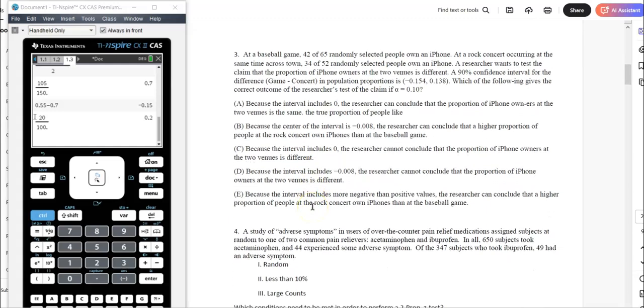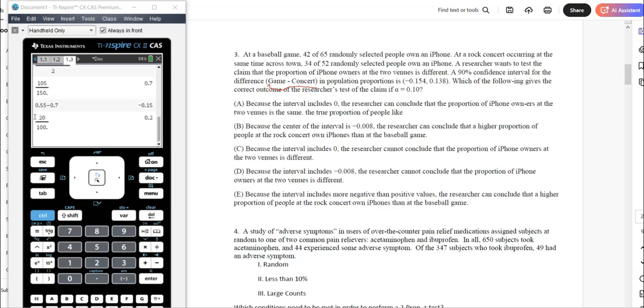At a baseball game, 42 of 65 randomly selected people own an iPhone. At a rock concert, 34 of 52 people own an iPhone. Researchers wanted to test the claim that the proportion of iPhone users at the two venues is different. The null is, of course, that there's no difference. They give a 90% confidence interval for the difference, in the order game minus concert. Which of the following gives the correct outcome of the research test at the alpha equals 10% level?